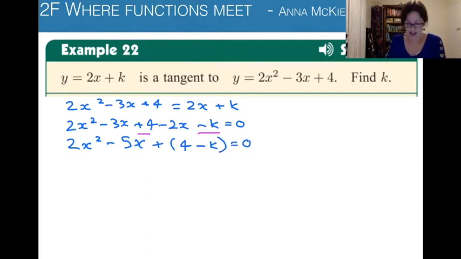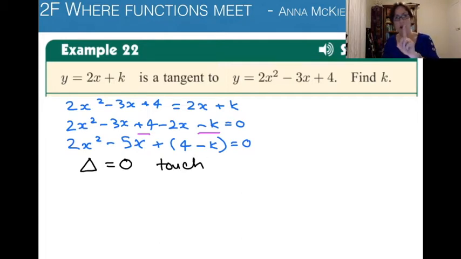How are you going to find k now? Using this piece of information about the tangent and the touch. This is where information about the discriminant comes in handy. So the discriminant is actually going to be equal to 0 because it's a touch. So remember, it's got one point of intersection. Now, what is the discriminant? We've got b squared minus 4ac.